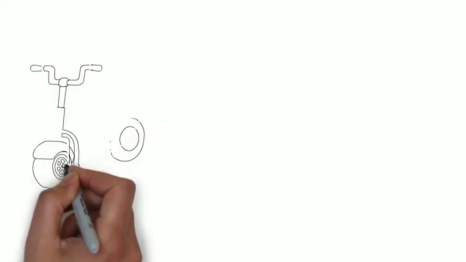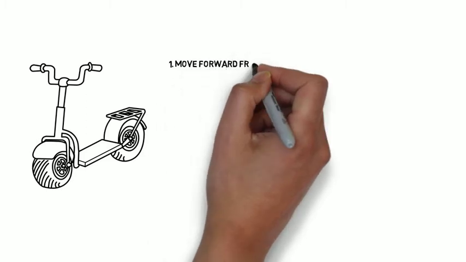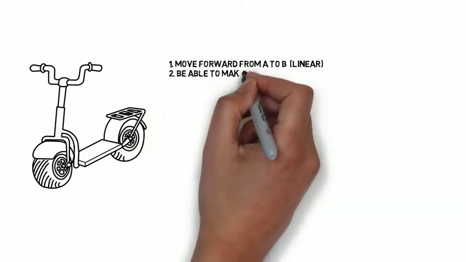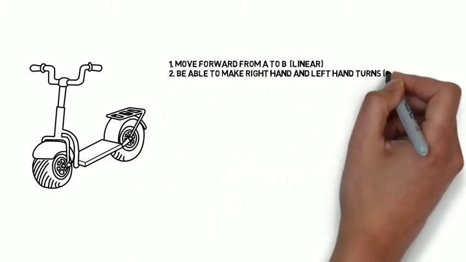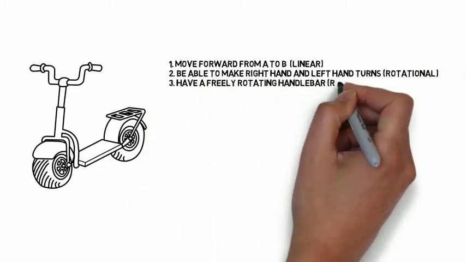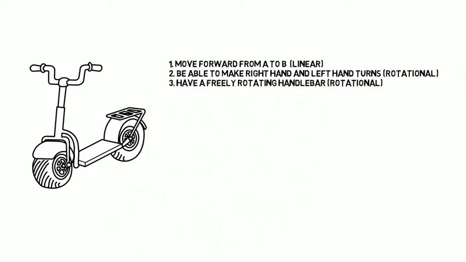Last time, we derived motions from our motorized scooter idea. 1. Move forward from A to B, which is linear motion. 2. Be able to make right-hand and left-hand turns, which is rotational motion. 3. Have a freely rotating handlebar, which is also rotational motion. So how do we pick the right parts for these?